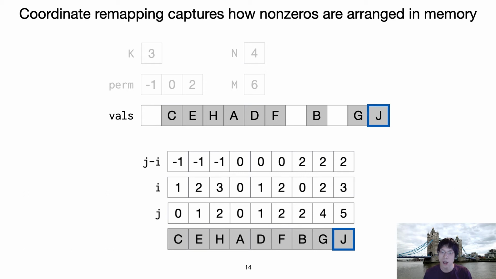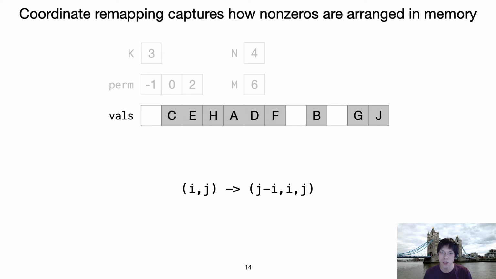We can then describe how Dia organizes nonzeros using a very concise notation as shown here, which simply specifies that nonzeros are grouped together by their offsets, and that nonzeros within each diagonal are arranged by their positions along the diagonal. In our paper, we show how similar coordinate remappings can precisely specify how other tensor formats organize nonzeros using additional computed coordinates.